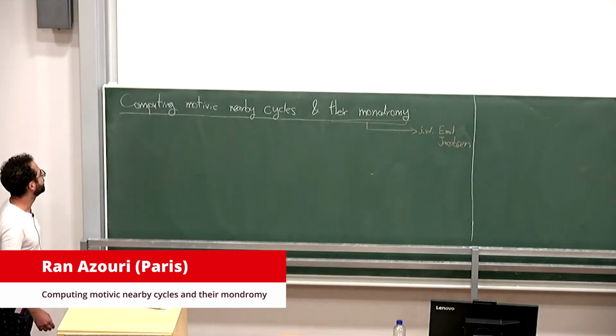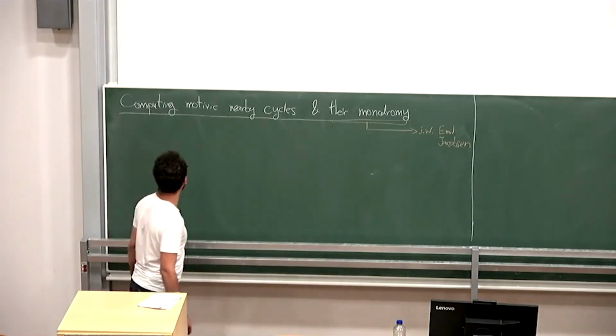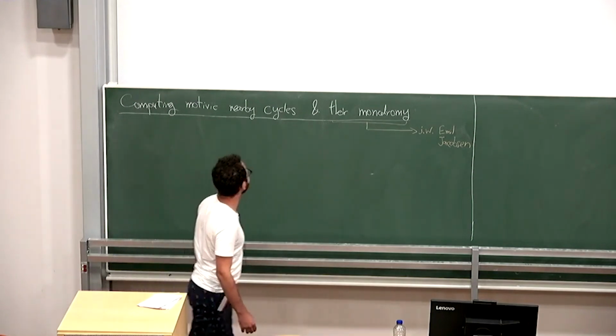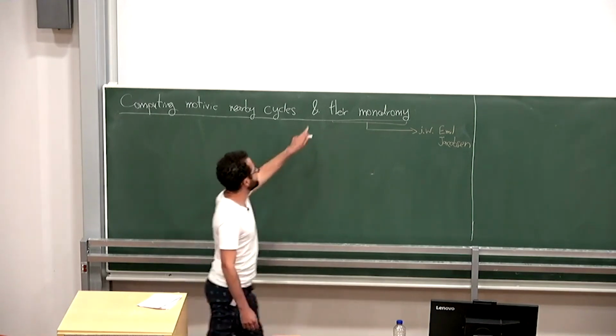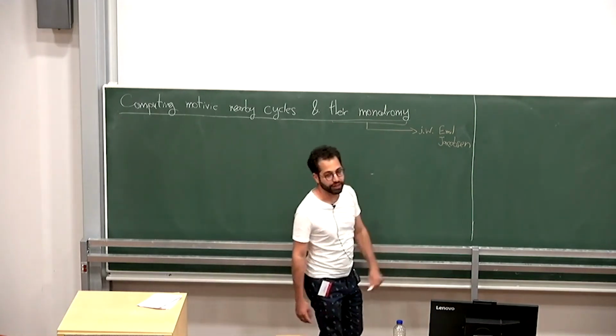So I'll talk about computing Motivic nearby cycles and their monodromy. This part is joint work with Emil Jacobsen.